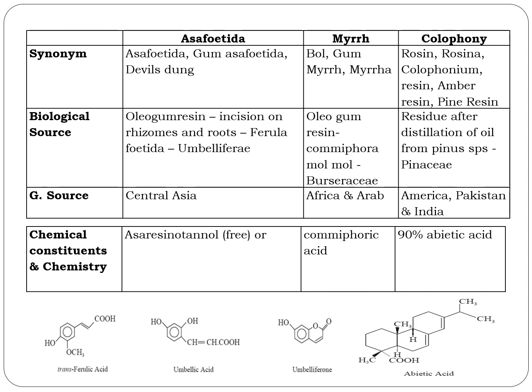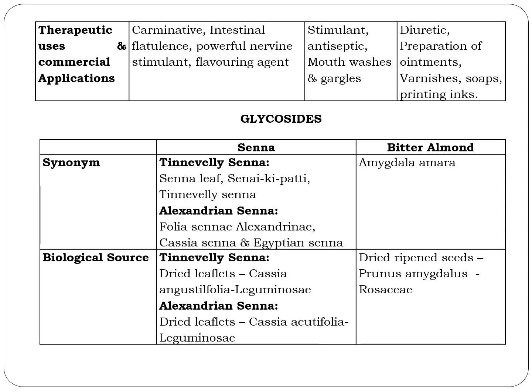Coming to colophony, it is commonly called rosin, rosina, colophonium, amber resin or pine resin, and it is the residue which is obtained after distillation of oil from Pinus species belonging to the family Pinaceae. It is found in America, Pakistan and India. It consists of 90% abietic acid, and these are the structures of umbellic acid, ferulic acid, umbelliferone and abietic acid.